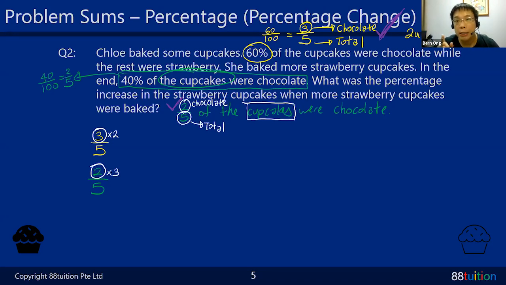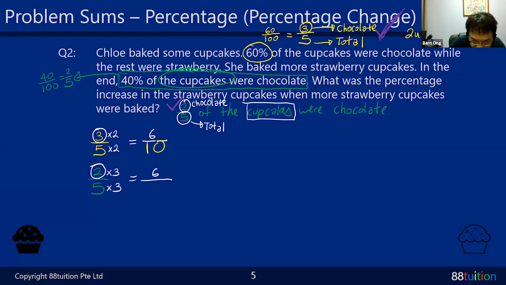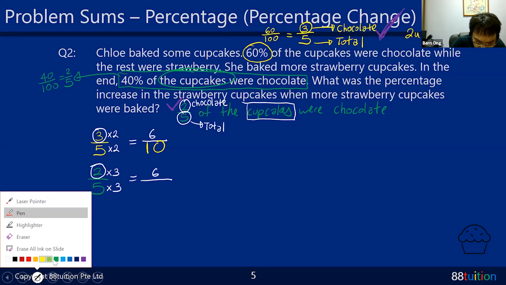But remember, equivalent fraction. Whatever you do to the numerator, you must do to the denominator. Now your new ratio is what? 6 over, 6 over. So the first one will be 6 over 5 times 2, which is 10. The second one, 5 times 3 is 15.